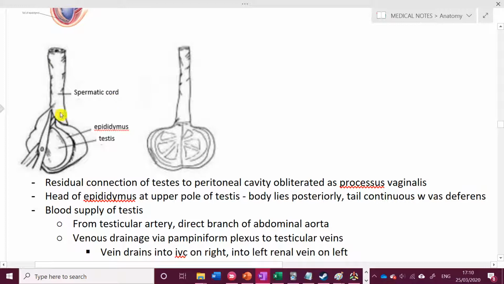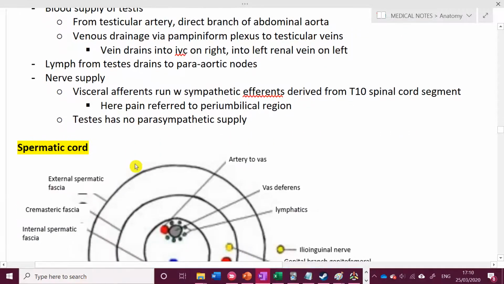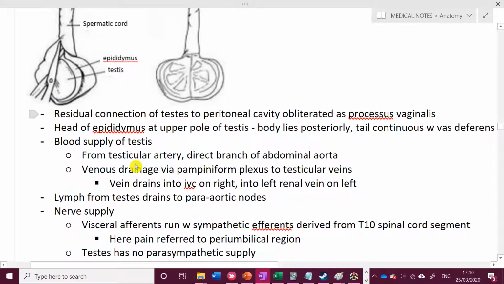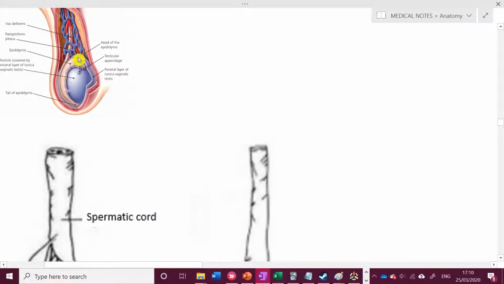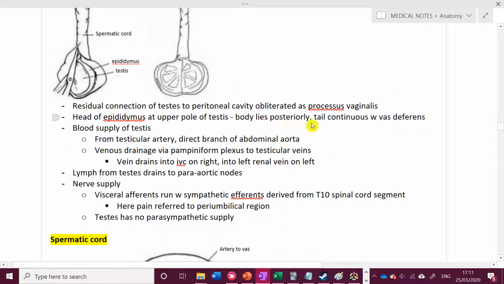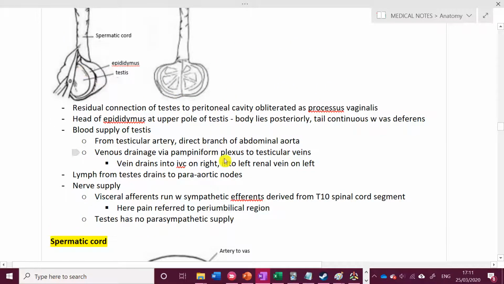You can see the spermatic cord, and then if we open it up, there's the epididymis, which we'll get onto, and the testis inside. The residual connection of the testis to the peritoneal cavity is the obliterated processus vaginalis. The head of the epididymis is at the upper pole of the testis, and the body lies posteriorly, with a tail continuous with the vas deferens.